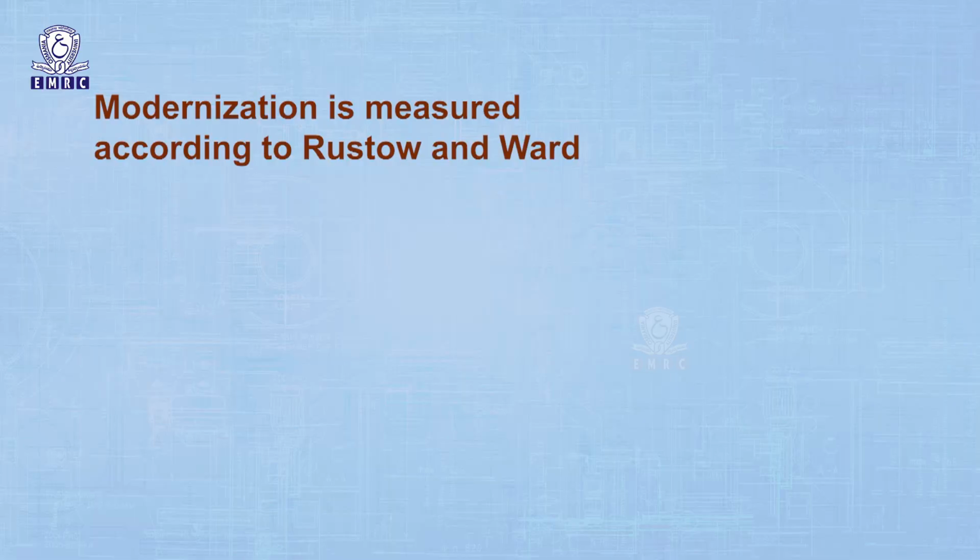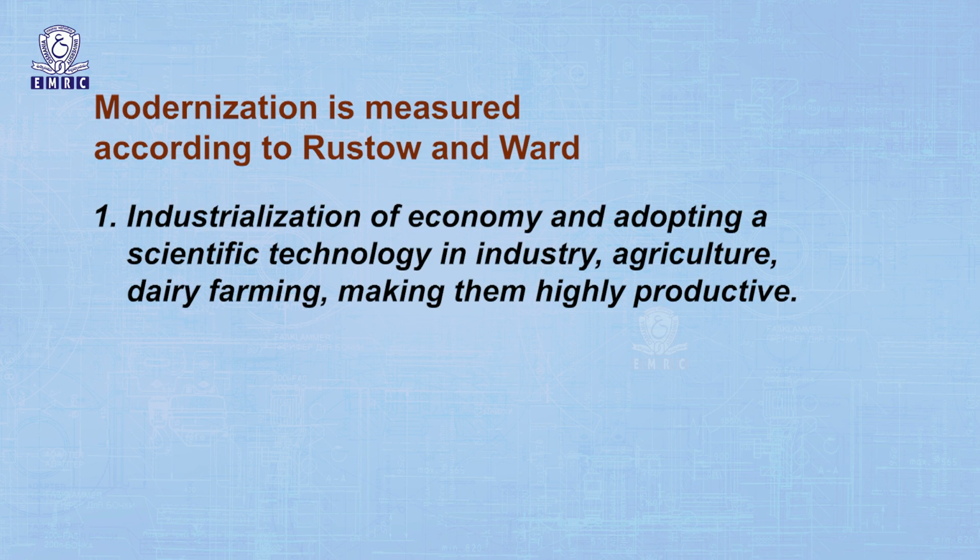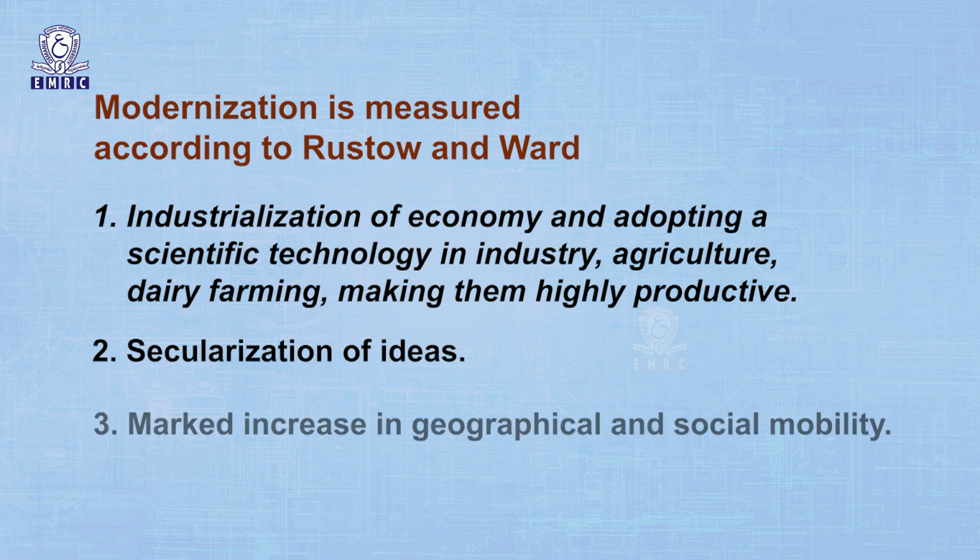Let's look into the measures of modernization. Modernization is measured according to Rostow and Ward in terms of specific aspects of change. 1. Industrialization of economy and adopting scientific technology in industry, agriculture, dairy farming, making them highly productive. 2. Secularization of ideas. 3.